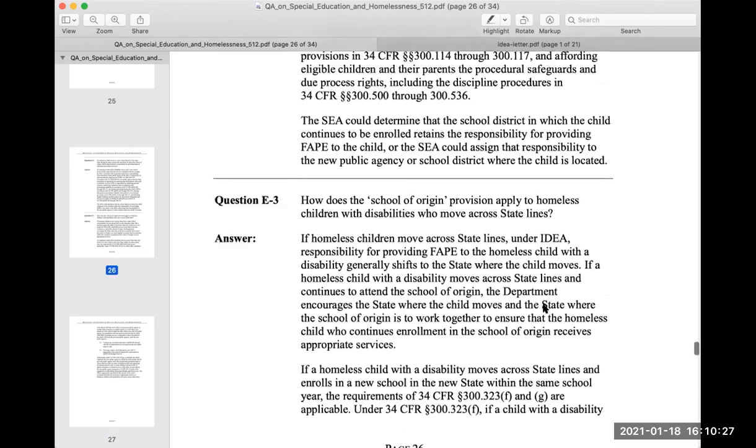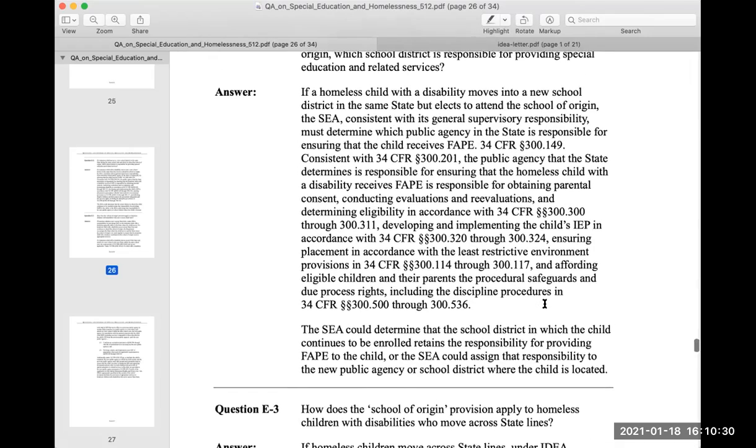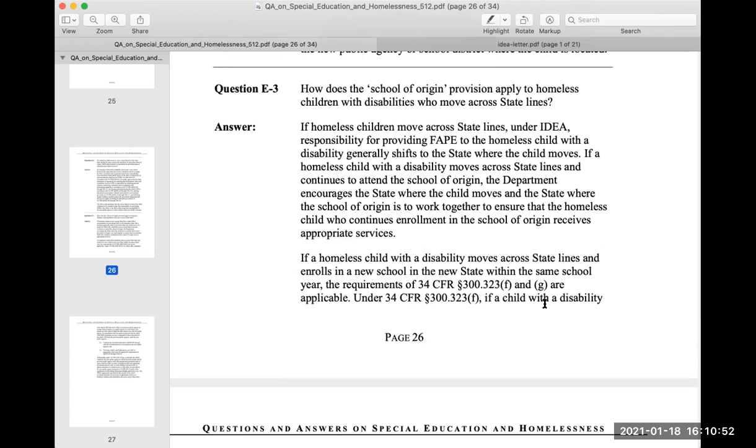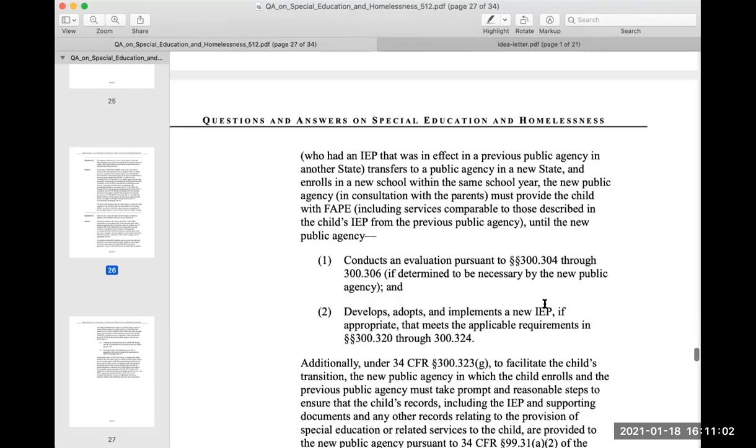300.536. The SEA could determine that the school district in which the child continues to be enrolled retains the responsibility for providing FAPE to the child, or the SEA could assign that responsibility to the new public agency or school district where the child is located. How does the school of origin provision apply to homeless children with disabilities who move across state lines? If homeless children move across state lines, under IDEA, responsibility for providing FAPE to the homeless child with a disability generally shifts to the state where the child moves.